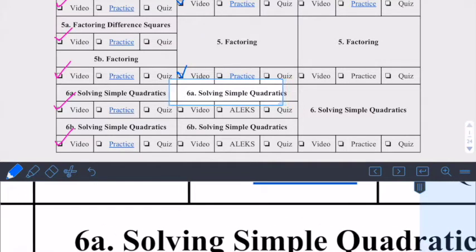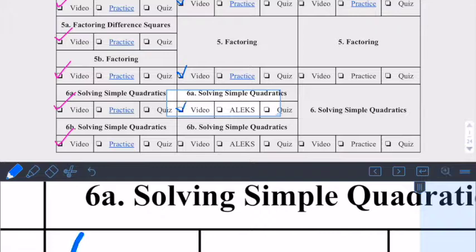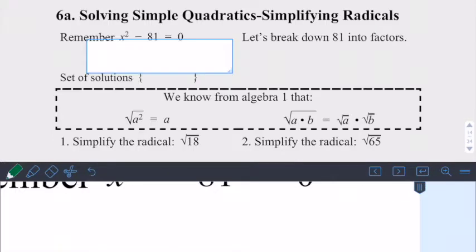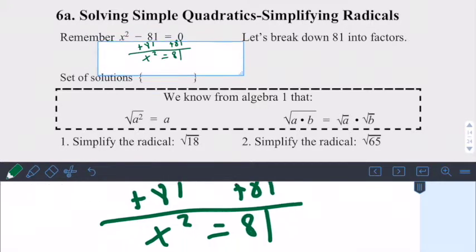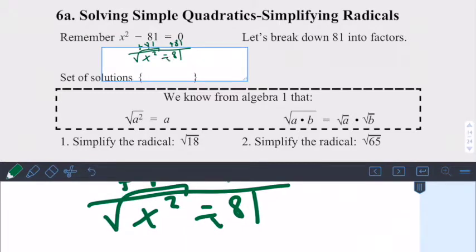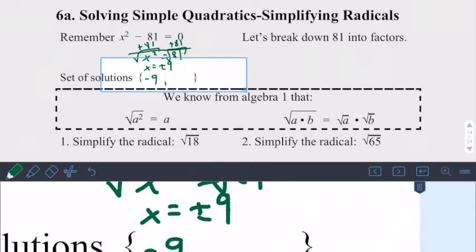This is lesson 6a, solving simple quadratics, and there is an Alex topic with this one. So remember solving this one, we could add 81 to both sides. So we get x squared equals 81, and then I want the square root of both sides. Well, and then I get plus and minus 9. So my set of solutions was -9 and 9.